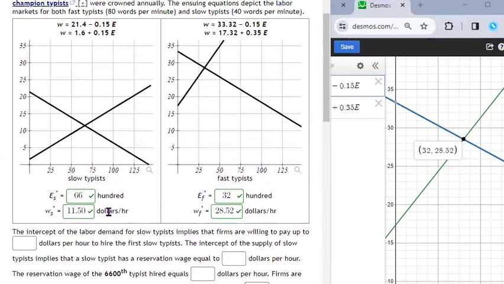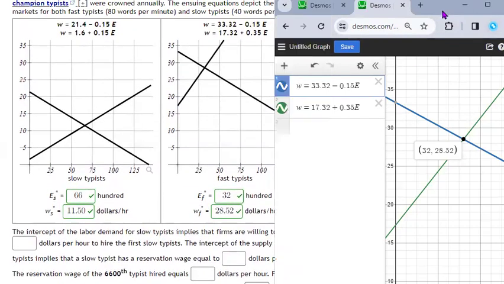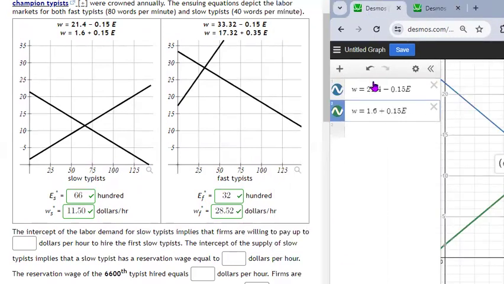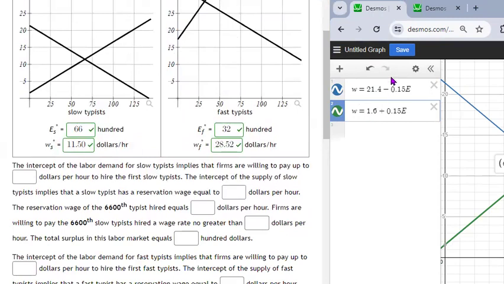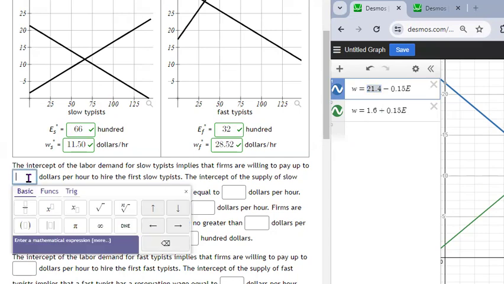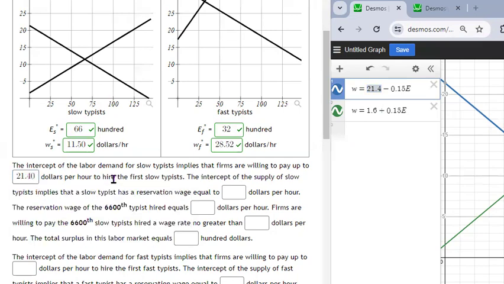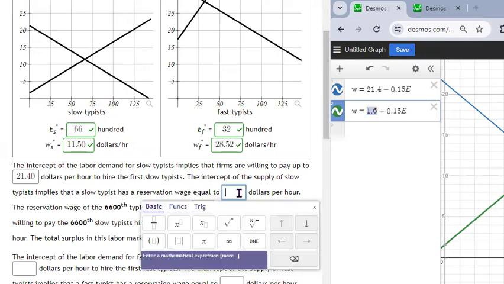The intercept of the labor demand curve for slow typist, we'll go back to the slow typist model. Here's the slow typist model. The intercept of the labor demand curve for the slow typist implies that firms are willing to pay up to $21.40 per hour to hire the first slow typist. The intercept of the supply of slow typist implies that there's at least one slow typist with a reservation wage equal to $1.6 per hour.